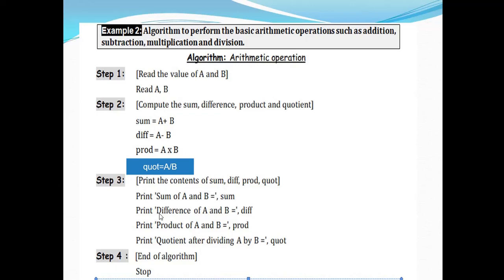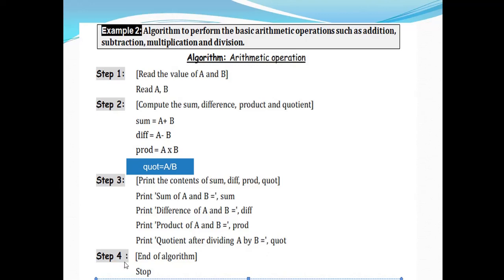And next, print the difference of A and B, which is the difference value we are getting here. And next the product of A and B. Product means the value which we are getting here, that is the product value. And here the quotient value which we are getting from this equation, that is A by B. From here we are getting the quotient value.